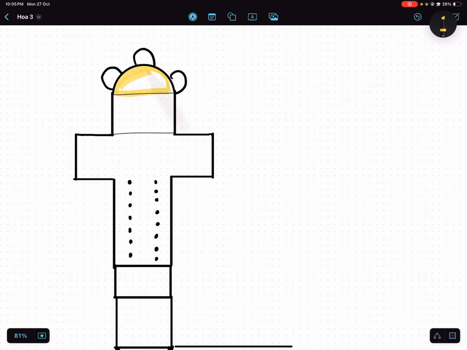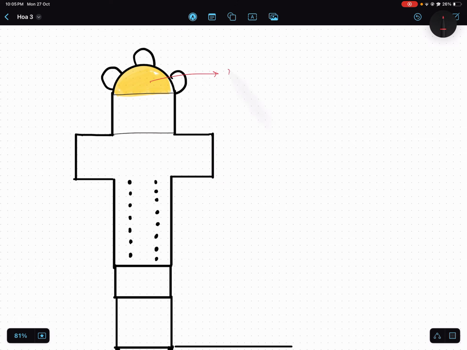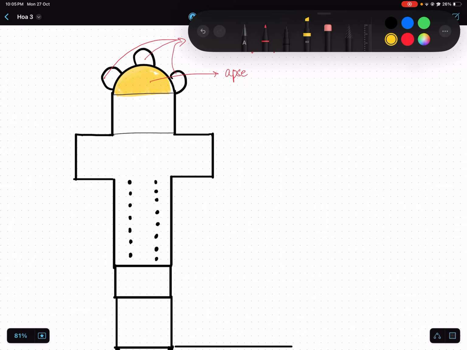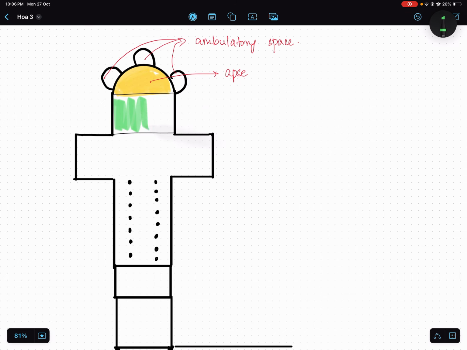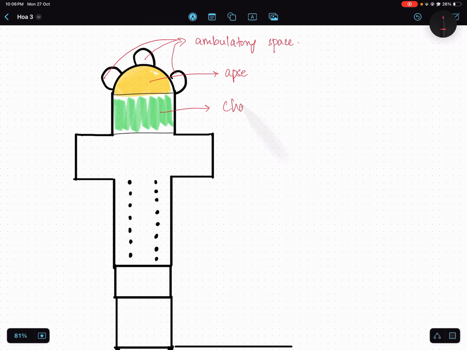This is our apse or the altar, and these parts attached to it is your ambulatory space. And this area is your chancel, which is used for choirs and other stuff.